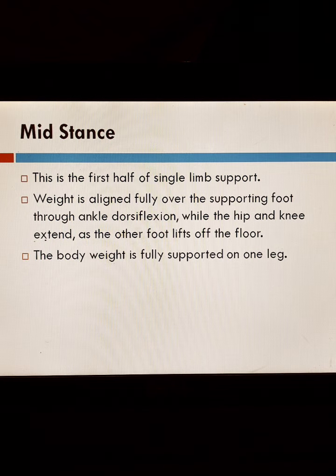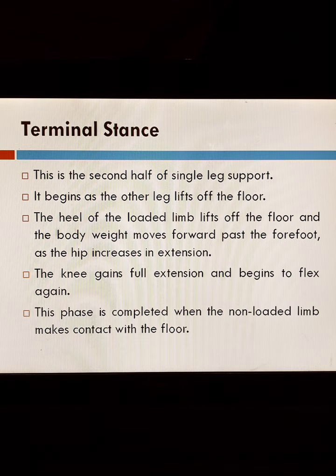Mid stance. This is the first half of single limb support. Weight is aligned fully over the supporting foot through ankle dorsiflexion, while the position of hip and knee is extension as the other foot lifts off the floor. The body weight is fully supported on one leg as the other leg is in swing phase.